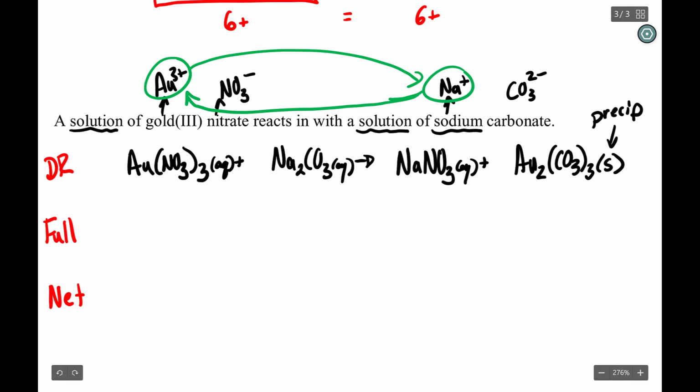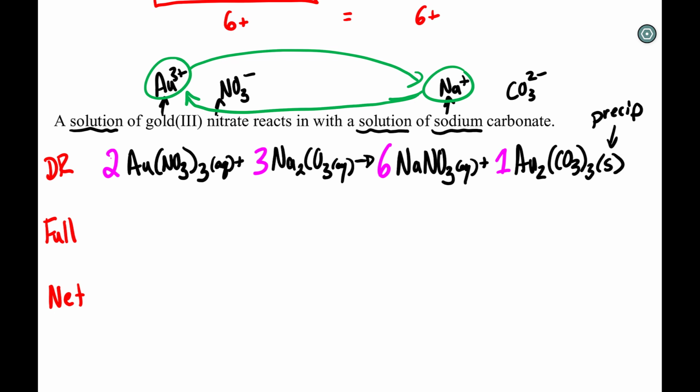I have on the left here 3 carbonates and I've got 2 golds. So I'm going to balance out the golds first. So I'm going to put a 2 in front of here. That's going to make 2 golds, but at the same time it's going to make 6 nitrates. So I'm going to make my nitrate a 6 on this side, which means I need to make my sodium over here a 6. So I'm going to go 3 times 2 is 6, and that actually solves my problem of the carbonate being a 3. 3 times 1 carbonates is 3. 1 times 3 carbonates is 3, and we're balanced.